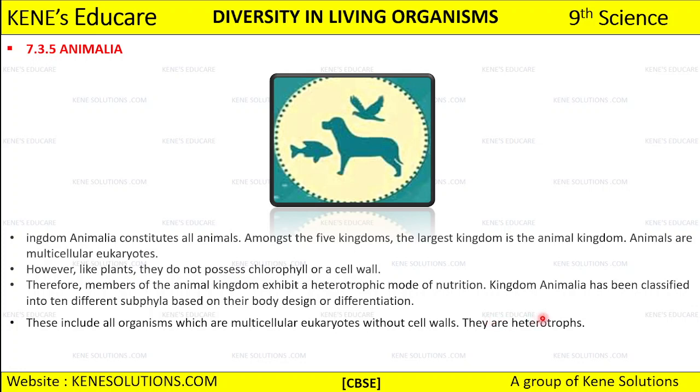Kingdom Animalia constitutes all the animals. Amongst the five kingdoms, the largest kingdom is the animal kingdom, and animals are multicellular eukaryotes. What are they? Multicellular eukaryotes.